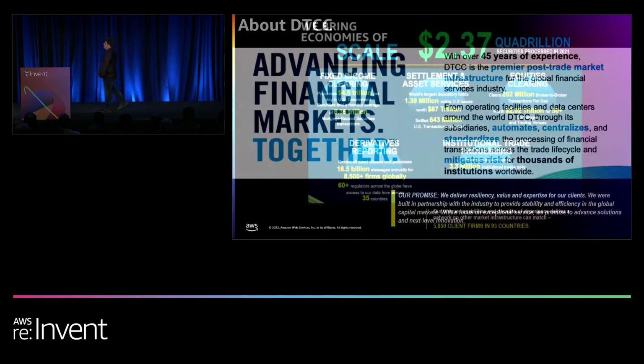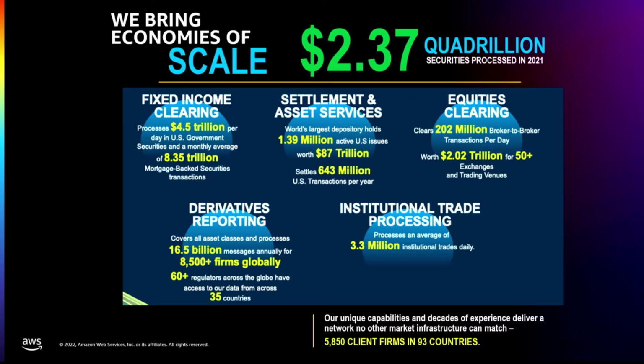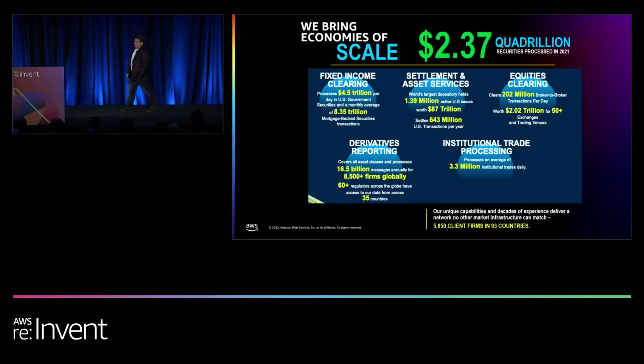So what does that all mean? Well, just in securities processed alone last year, we did $2.37 quadrillion worth of transactions. For those who might not know what a quadrillion is, because I had to look it up to verify, that is 1,000 trillion, right? And that number is kind of hard to wrap your head around. So I looked it up, and to buy all of the real estate on planet Earth as it sits right now would only cost you $271 trillion. So as you can see, we're quite a bit more than that in securities alone. Fixed income and clearing, like our last speaker, we work with them for about $4.5 trillion per day.